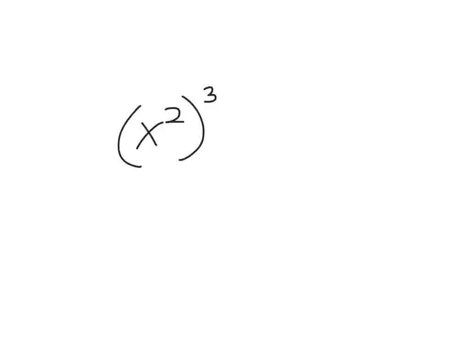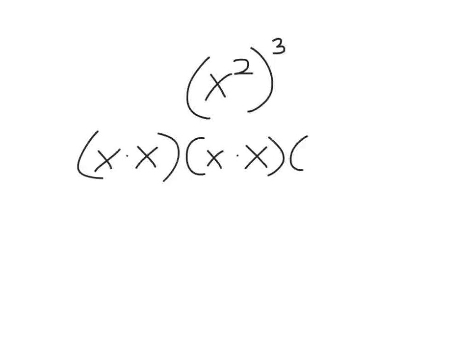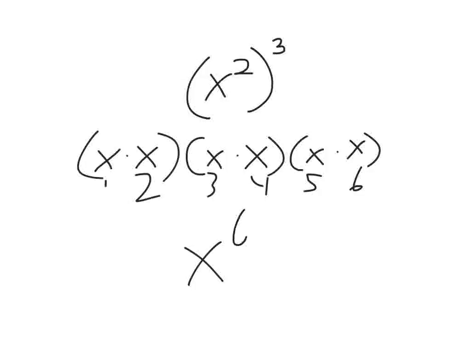Now, easier to deal with is powers of powers. So in this case, I've got x squared to the 3rd power. And again, talking about what x squared means, that's x times x, right? And if I take x squared to the 3rd power, that means 3 groups of x times x. And that's 1, 2, 3, 4, 5, 6 x's. So my final answer for this would be x to the 6th power.